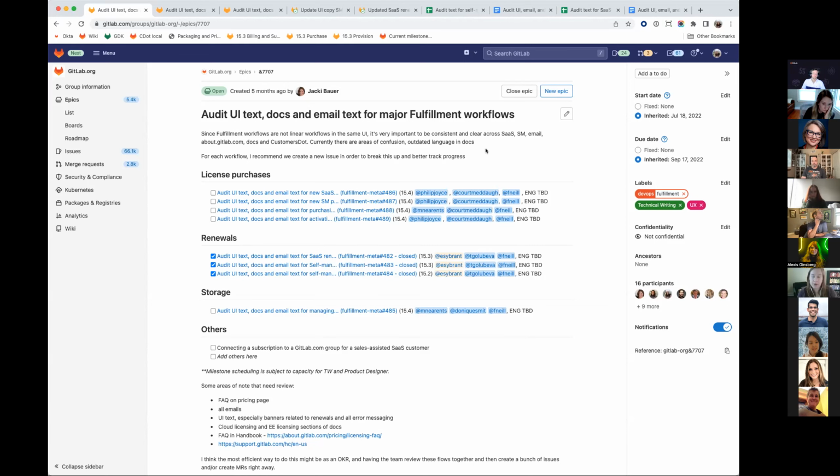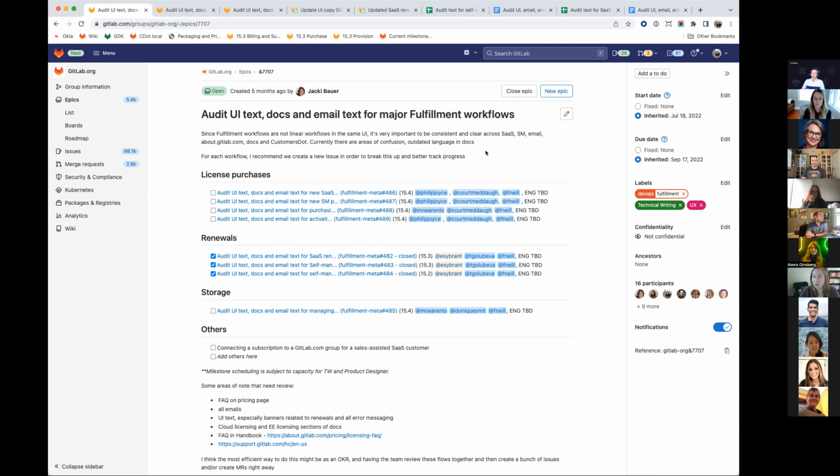So how this came about is that fulfillment flows are not necessarily all in one UI. They're not necessarily linear. They go lots of places. Some of it might be in the UI in GitLab.com. It might be in customers. Certain things might be in the docs. Things are in email. Things are in instance. There are a lot of disparate places where we have messaging and communicate to our customers, even within one single flow.